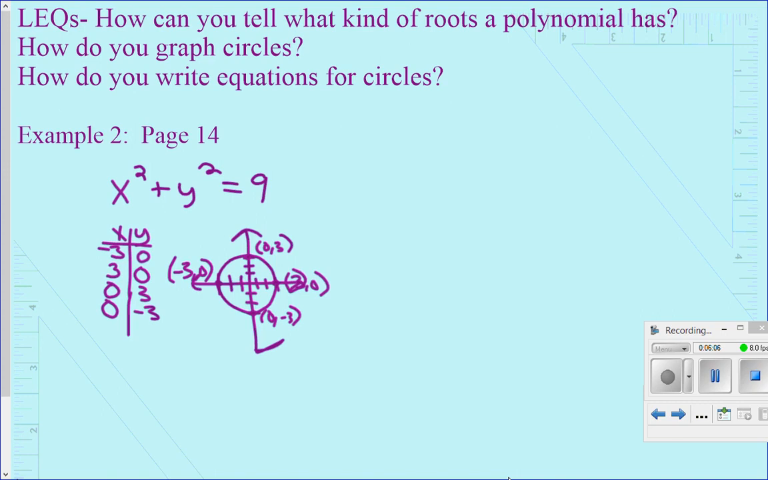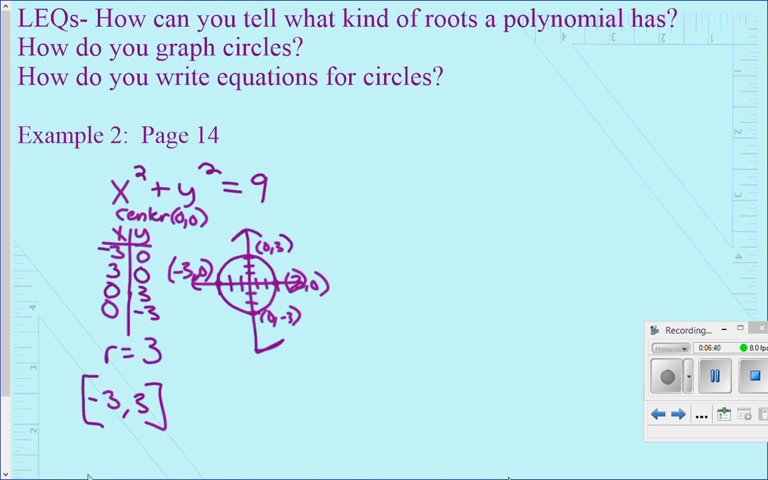Okay, so this is a circle with a center at 0, 0 and a radius of 3. You can tell that by looking at the graph. So go ahead and fill in the center, the domain, the range, and function or not. Hopefully you realize this is not a function, fails the vertical line test. And domain and range are both negative 3 to positive 3 for both the domain and the range.